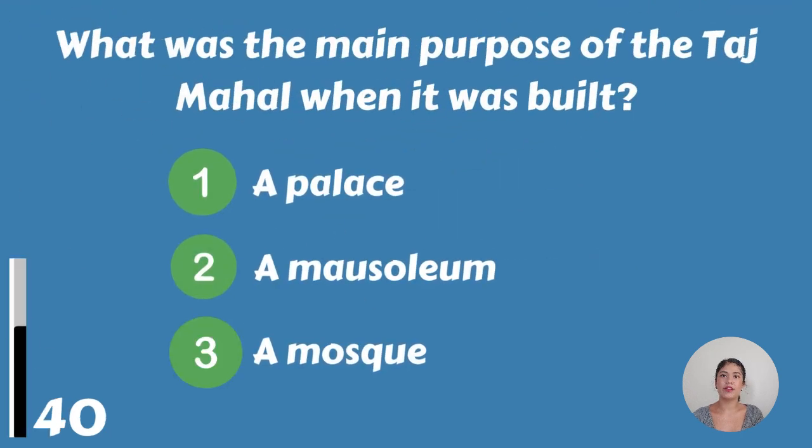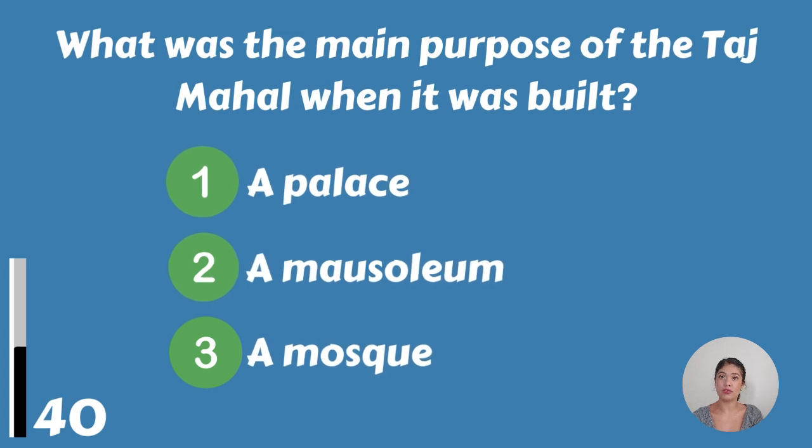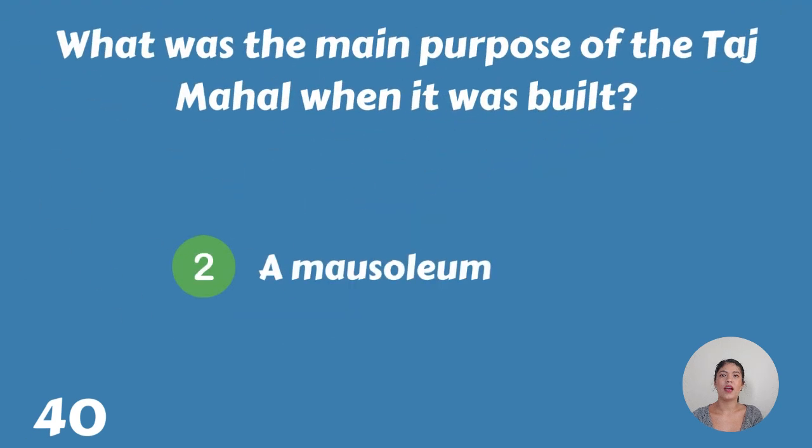What was the main purpose of the Taj Mahal when it was built? A palace, a mausoleum, a mosque. A mausoleum.